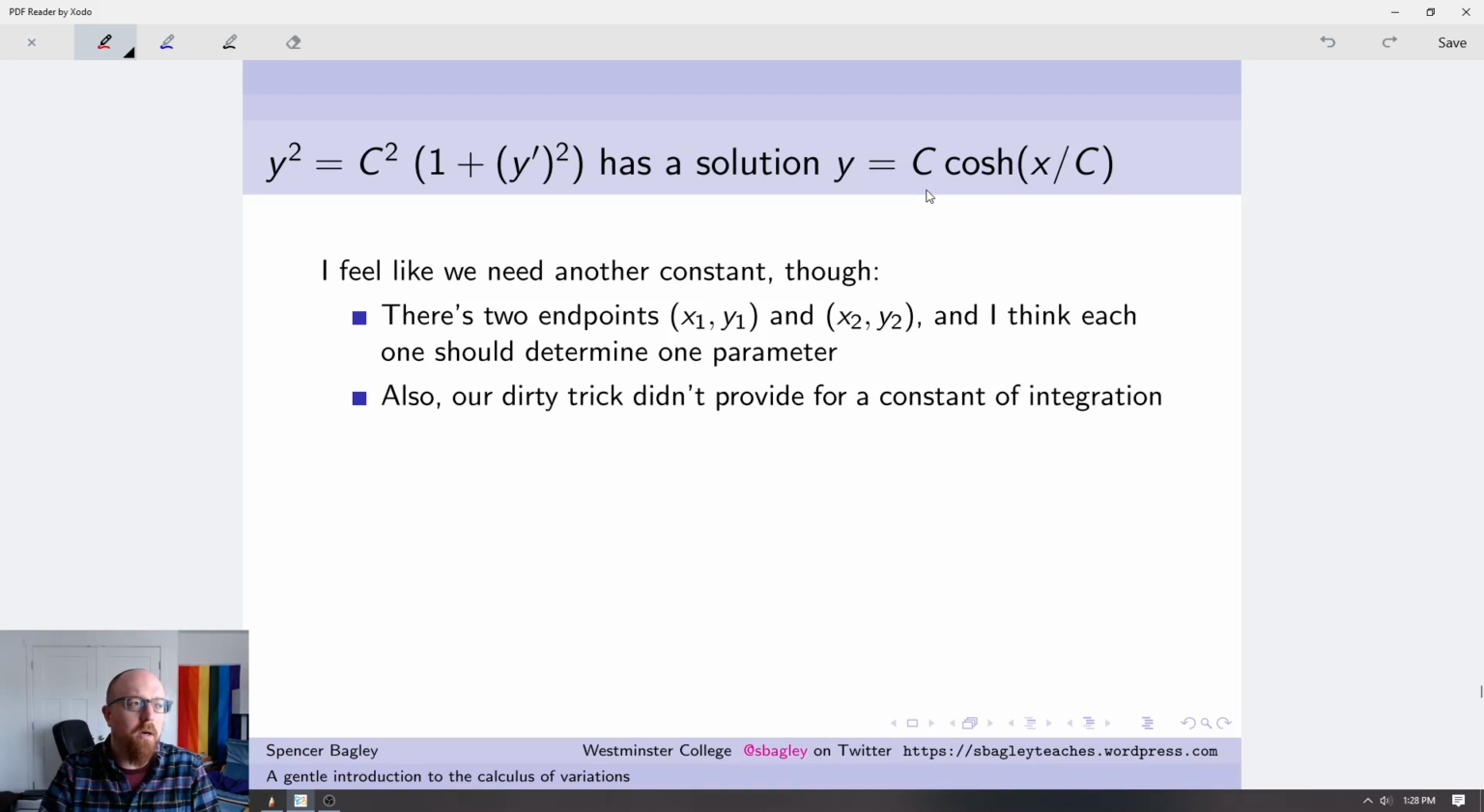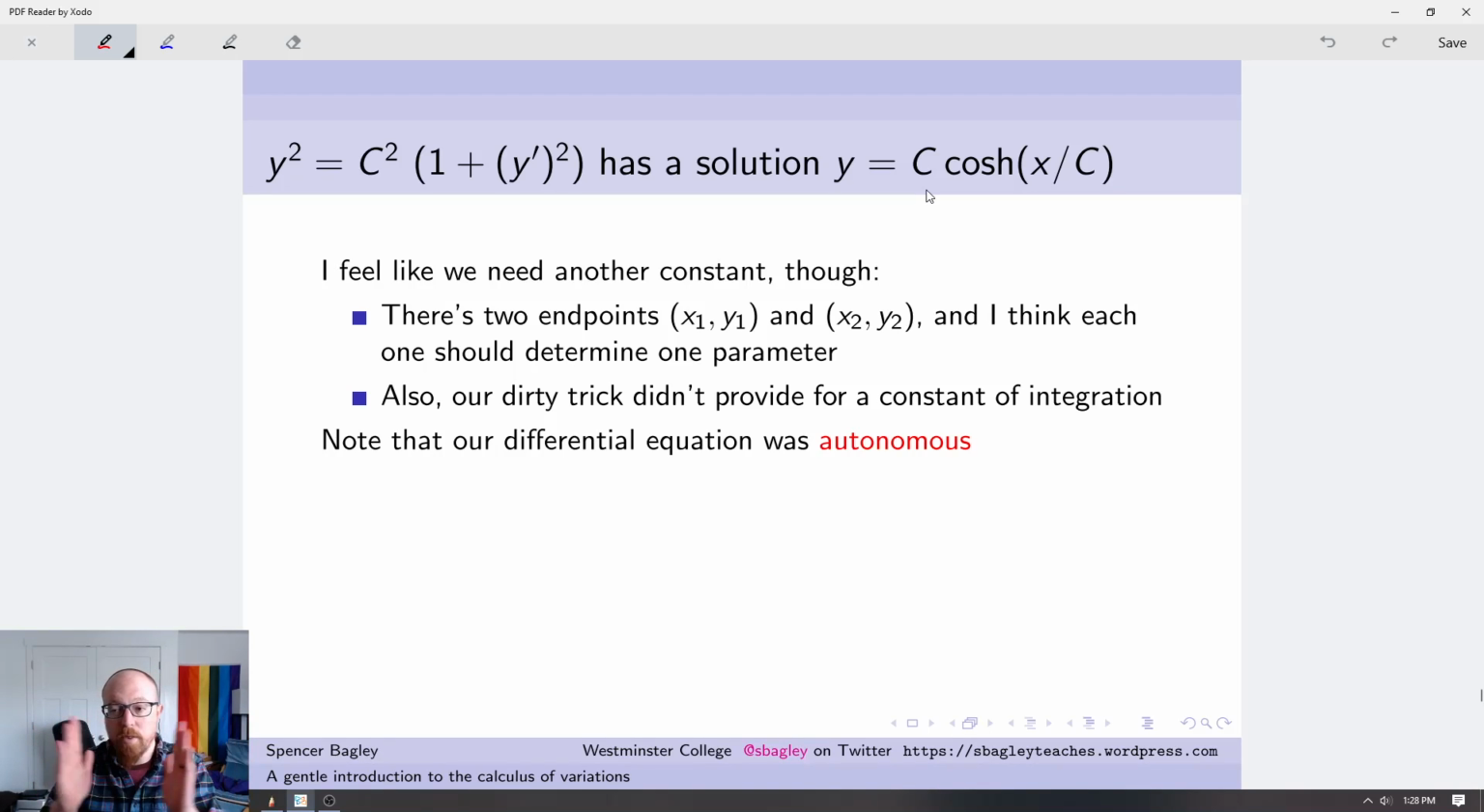Okay. Another thing that I'm noticing here is that c that we had just came from like the Beltrami identity. It was a constant of integration for something a long time ago. It wasn't a constant of integration for the separable differential equation, right? So I think that I probably need like a constant of integration to appear somewhere. So here's another dirty trick. Notice that our differential equation was autonomous, right? It doesn't depend on x, and so it's invariant under horizontal shifts. And so probably if I just replace x by like x minus h to allow for horizontal shifts, that's probably all I need.